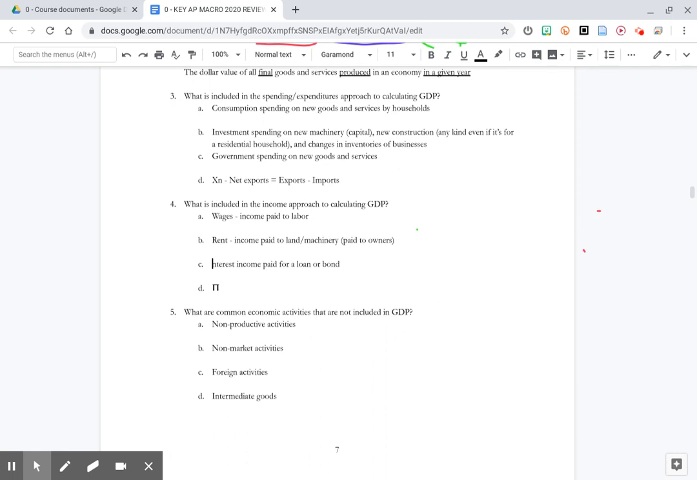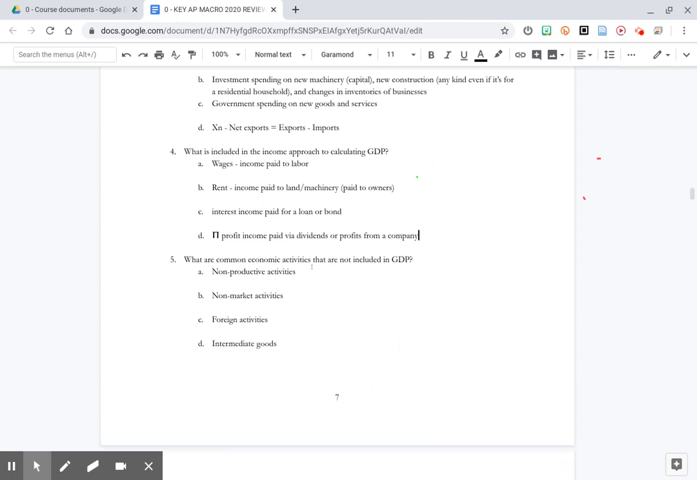And I'm going to keep that lowercase i because we want to make it distinct from the capital I with investment spending. And the last one here is profit, and that's income paid via dividends or profits from a company. So this idea is that if a company is earning profit, it's paying that out to somebody, some individual somewhere, and so they're paying that as part of their income.